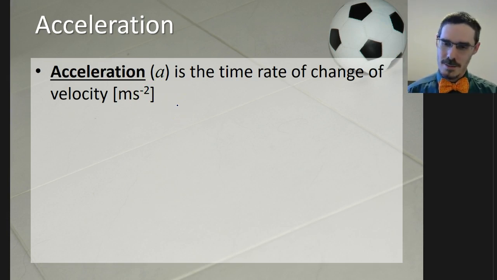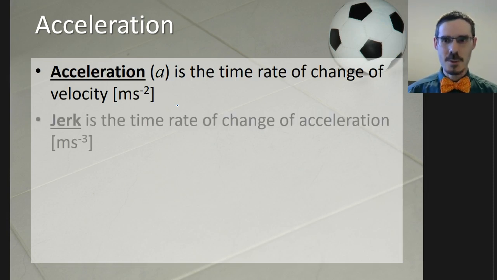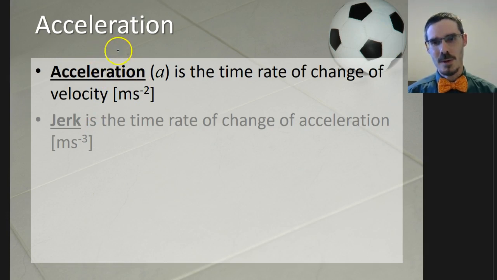Now, just because it's interesting, we won't use it in this course, but there is another one after that. Velocity was the time rate of change of displacement. Acceleration is the time rate of change of velocity. And jerk is the time rate of change of acceleration. We're not going to use that because most of what we do, apart from vertical circles, is going to involve a constant acceleration for the linear motion. So we won't worry too much about the jerk.